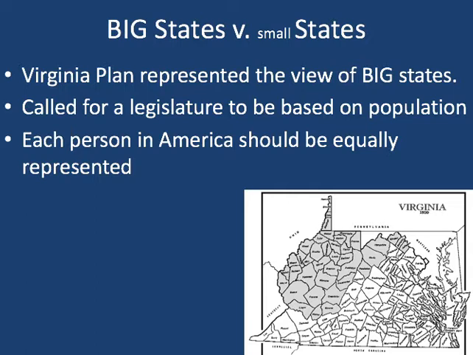Large states, large in population, they could be large geographically too, like Virginia during this time period was the largest of all 13 states. But Massachusetts, which is small geographically, would also be considered to be a big state because of its big population. So the Virginia plan and large states that it represented wanted the legislature to be based off of population. Representation should be based off of population. So every person in America should be counted equally and represented equally.